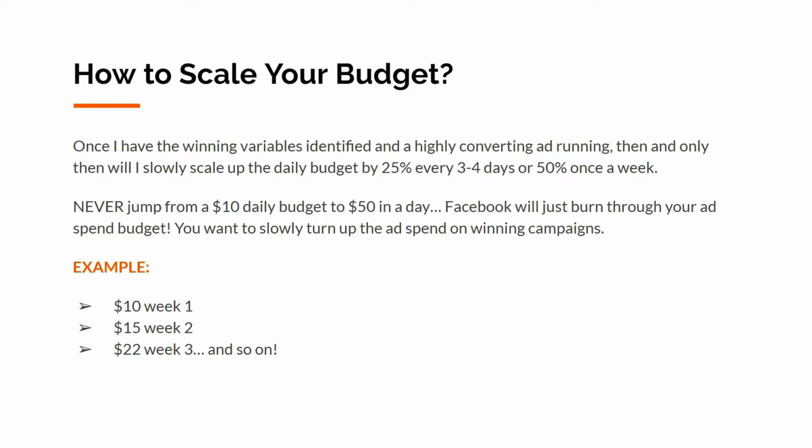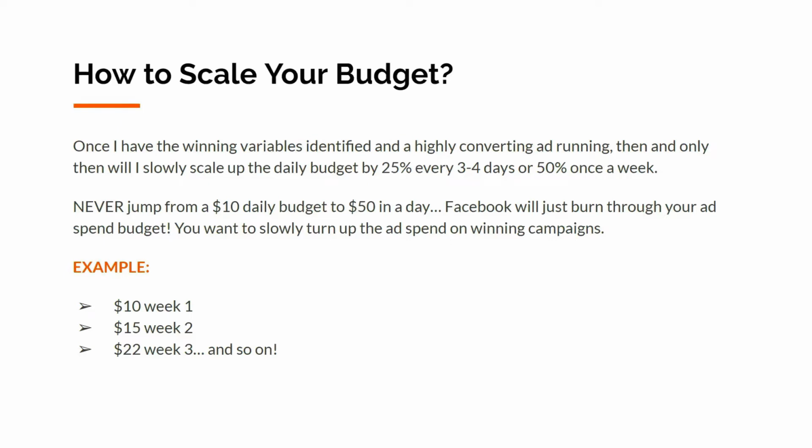So how do you scale your budget? Once I have the winning variables identified and a highly converting ad running, then and only then will I slowly scale up the daily budget by 25% every 3 to 4 days or 50% once a week. Never jump from a $10 daily budget to $50 in a day. Facebook will just burn through your ad spend budget. You want to slowly turn up the ad spend on these winning campaigns.